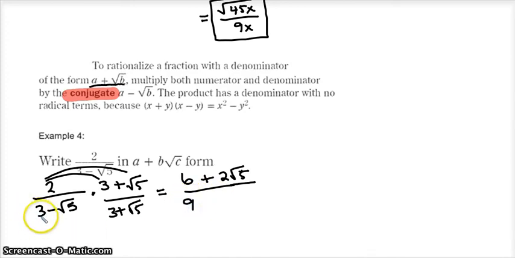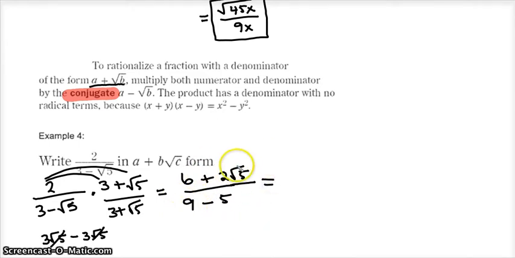I multiply the middle terms and I get 3 root 5 minus 3 root 5. And then I multiply my last terms. Negative the square root of 5 times the square root of 5 gives me negative 5. Notice these middle terms cancel out, so I'm really left with just 2 whole numbers.